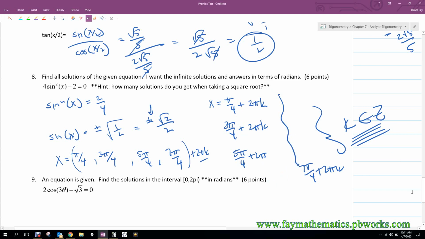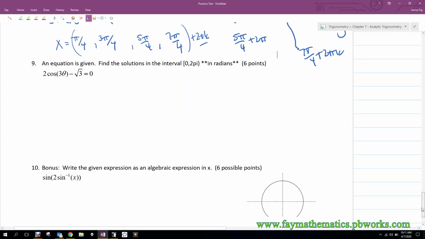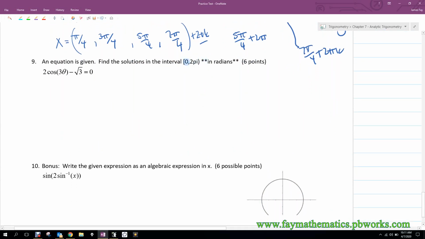All right, so the next one, number 9, says do the same thing, but I only want the solutions between 0 and 2 pi.